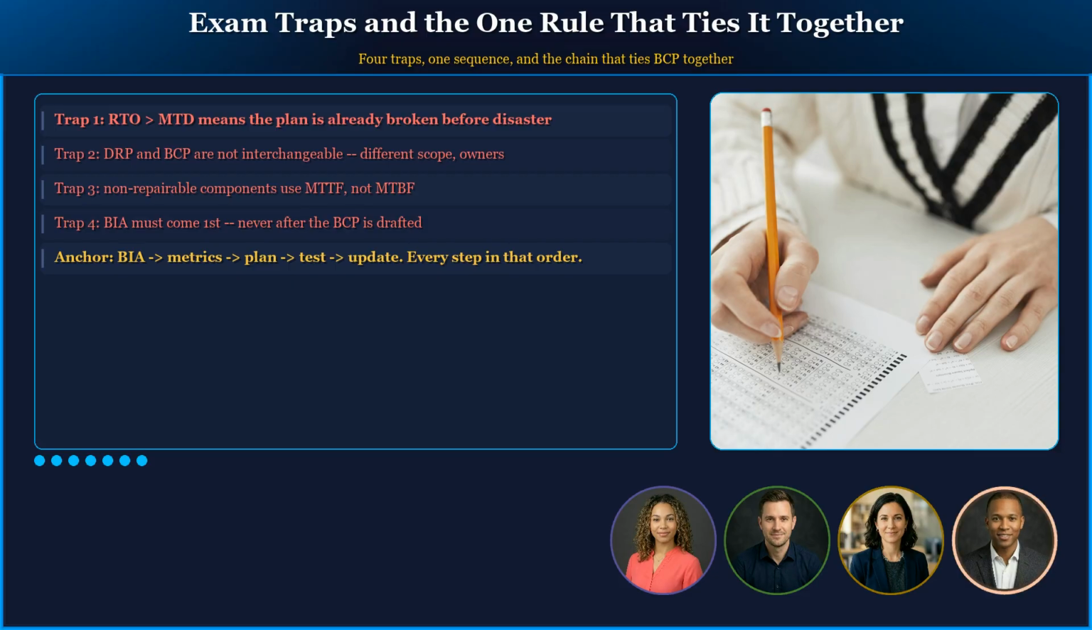Here is the anchor for this entire topic. Business impact analysis first. That output gives you your metrics, recovery time objective, recovery point objective, and maximum tolerable downtime. Those metrics drive the plan structure. The plan gets tested. Test results drive the update. That chain, business impact analysis, metrics, plan, test, update, is the sequence the exam tests you on.